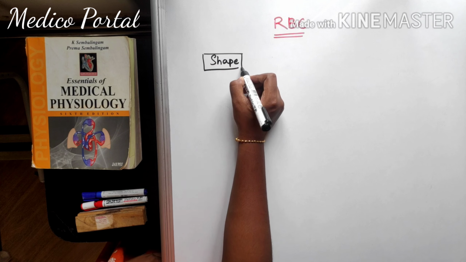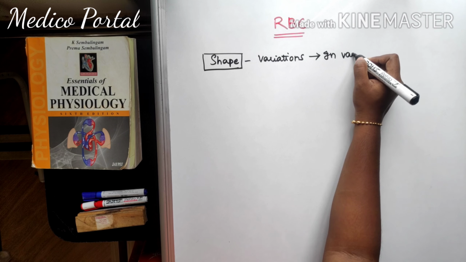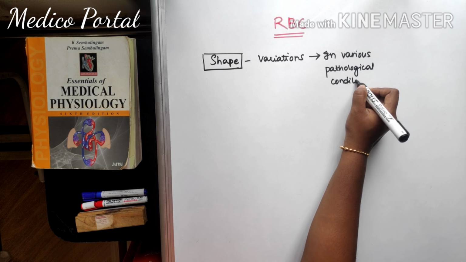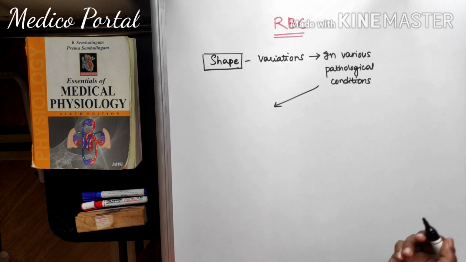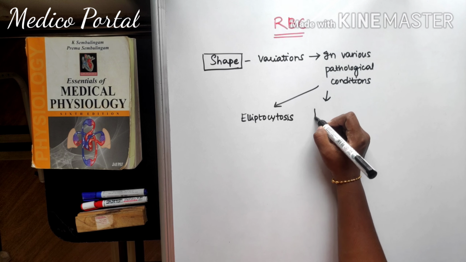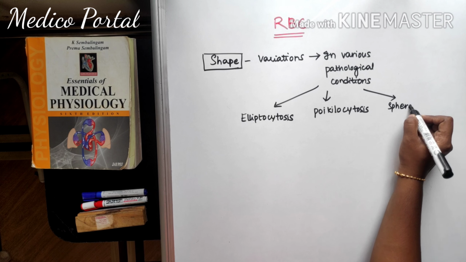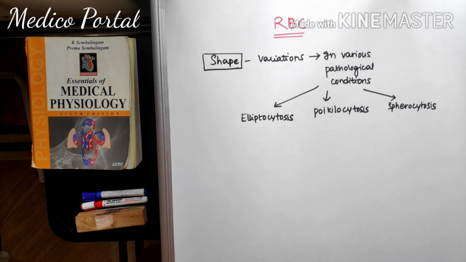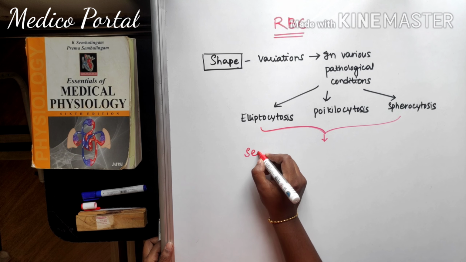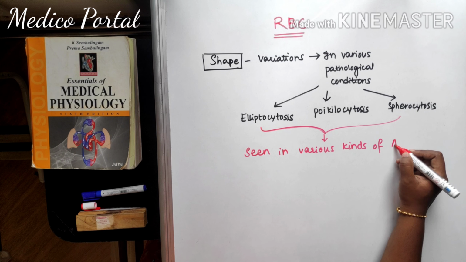And the shape, which is another property of RBC, also has some variations. In various pathological conditions, the shape of the RBC varies. Depending upon the shape of the RBC, we can sometimes identify the disease or the condition of the person. It is elliptocytosis, poikilocytosis, spherocytosis. These three conditions are not normally seen in normal people. They are seen in people who have different kinds of anemia. These topics are also discussed in the coming videos.